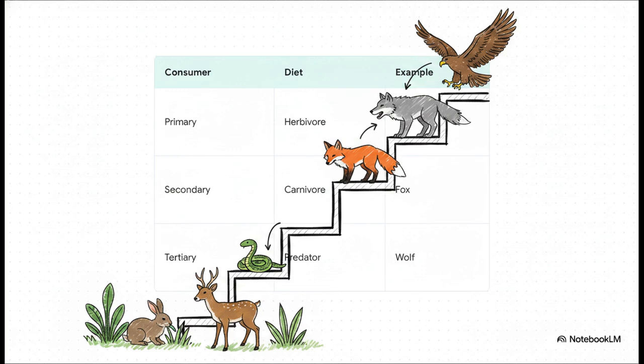Step up a level, and you find secondary consumers. These are your carnivores, like a clever fox sneaking through the grass to catch that rabbit, or a snake hunting for mice. And at the very top, we have tertiary consumers, or powerful top predators like wolves roaming the woods or majestic eagles soaring way up above.